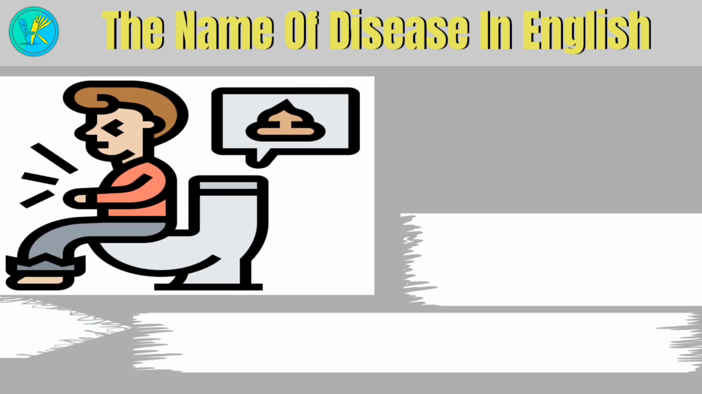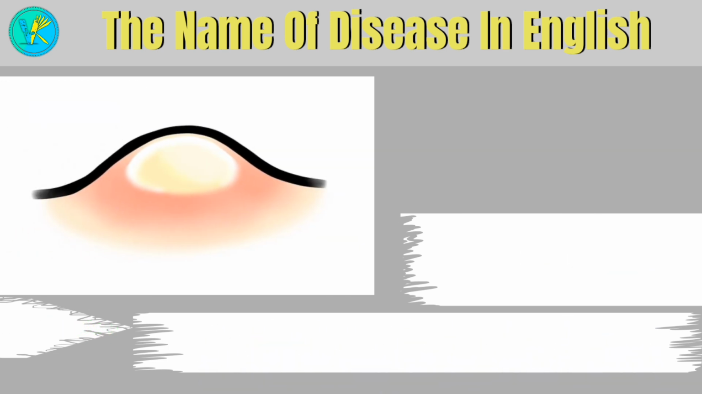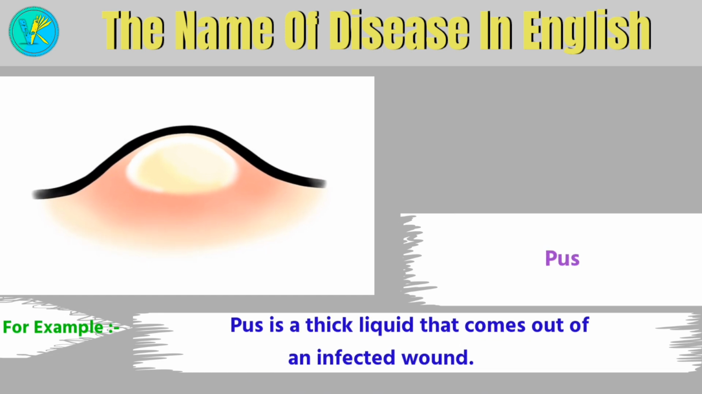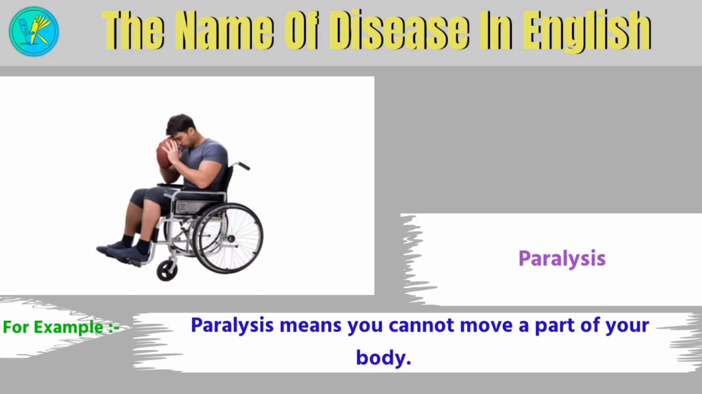Next, diarrhea. For example, diarrhea means you have to go to the bathroom a lot. Next, pus. For example, pus is a thick liquid that comes out of an infected wound. Next, paralysis. For example, paralysis means you cannot move a part of your body.